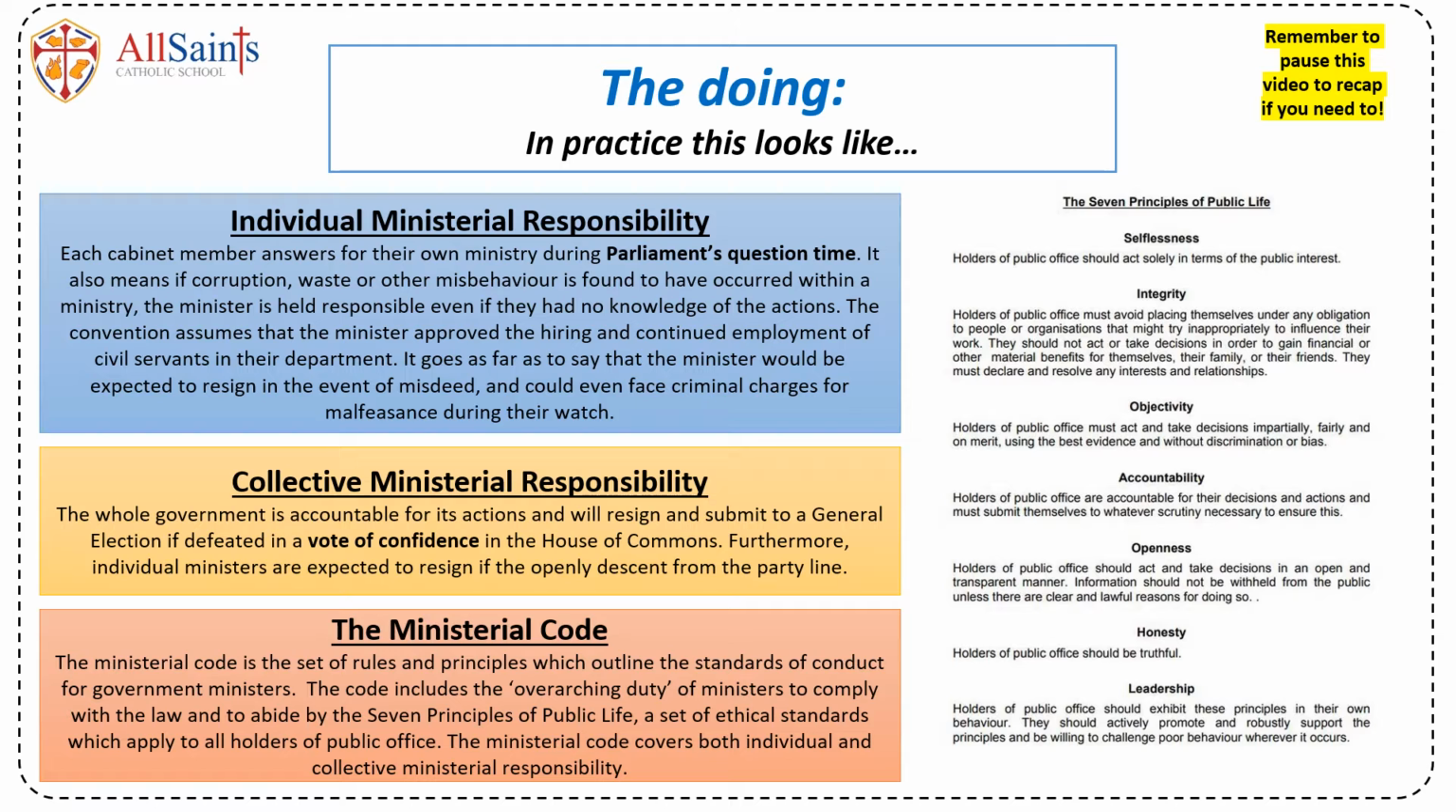In practice, ministers can be held to account in a number of ways. One way the individual ministers are answerable for their behaviour, for the behaviour and actions of their departments, is during Parliament's question time. This means that other ministers are able to question them on behalf of their constituents, and they can be held to account through this medium. If they are found to have breached the ministerial code, they will be asked to resign.